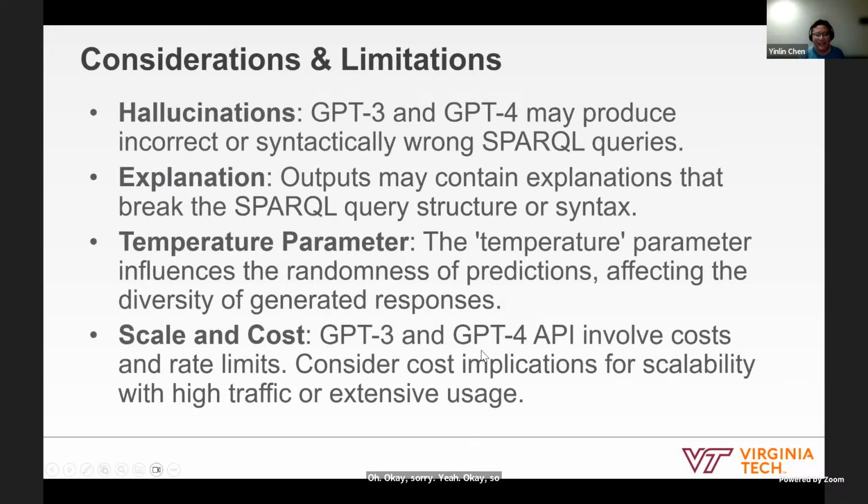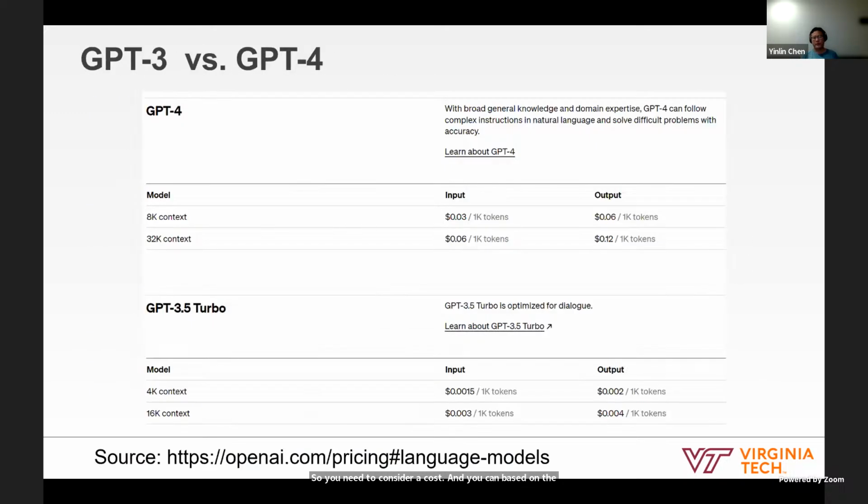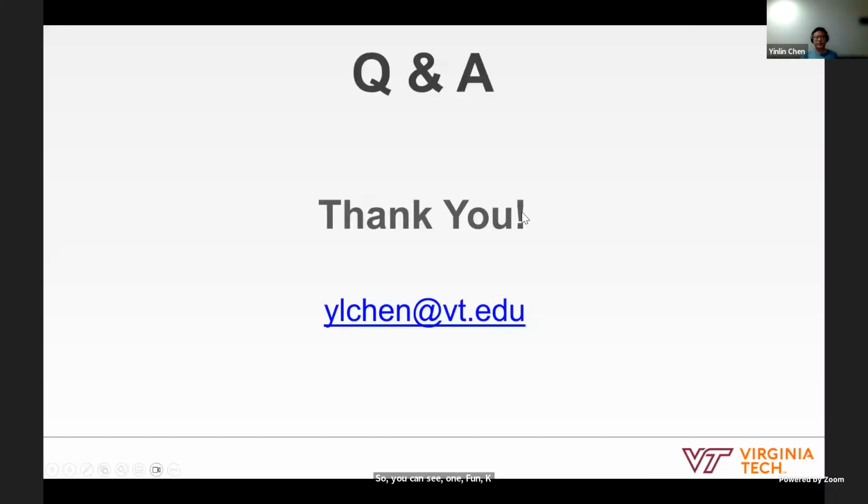So the last one is that because it's not free, you need to consider the cost. But based on the rate and the traffic, you can estimate how much your service will cost. You can see 1K tokens is about 3 cents. Thank you for joining us today, and feel free to ask any questions.